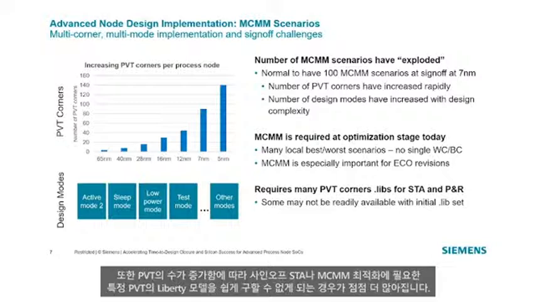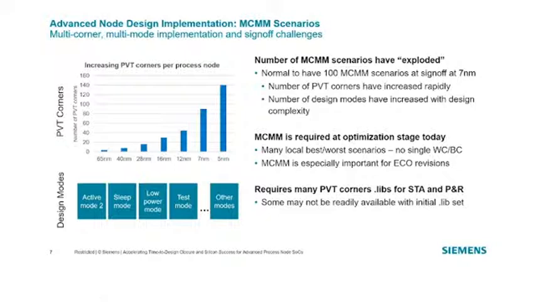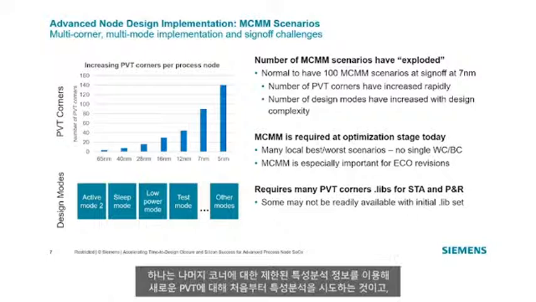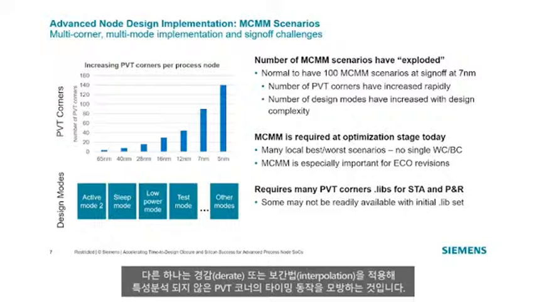In addition, as the number of PVTs grow, we run into an increasingly common issue where the Liberty models for the specific PVTs needed for sign-off STA or MCMM optimization are not readily available. In this case, the design team is left with two rather unappealing choices of either trying to characterize a new PVT from scratch with limited characterization information of the rest of the corners, or applying derates or interpolation to mimic the timing behavior of the uncharacterized PVT corners.